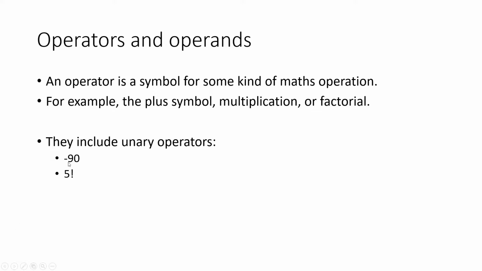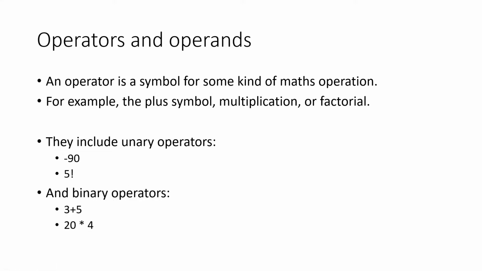So there's the number minus 90. This is not a subtraction operation, it's the negation or negative value. So that takes a single value, in this case 90, and negates it. 5 factorial takes a single value and performs an operation. They're both unary operators.